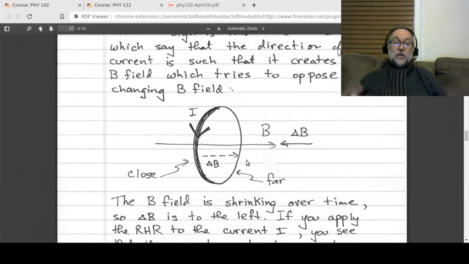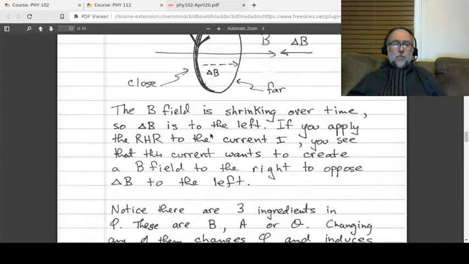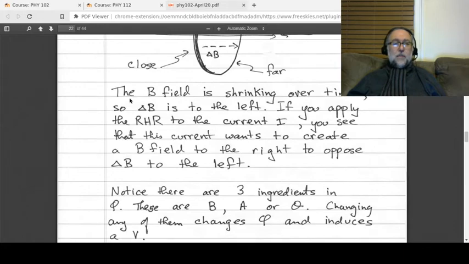And the answer is the current is induced such that it opposes the shrinking of the B field. It tries to push the B field back out. By circulating this way, it creates a delta B this way, which tries to push the B field back out. Okay, not a big deal, but there it is. This is known as Faraday's law.